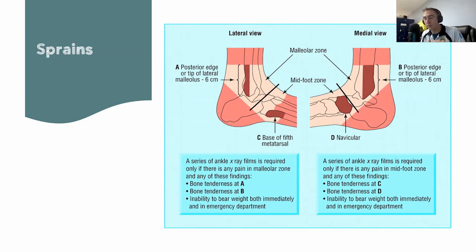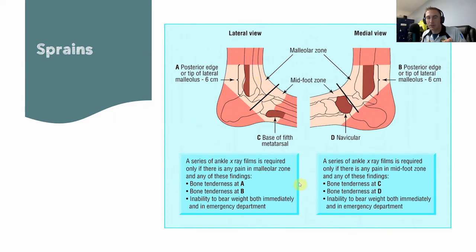We do this with the Canadian C-spine rules and so forth, and the NEXUS criteria. But basically, if you look at this image, there are zones, midfoot zones, malleolar zones here, and the edge or tip of the lateral malleolus here. Usually if a patient has bone tenderness at A, B, C, or D, depending on which side you're looking at, they need an x-ray and they should not bear weight in that zone.